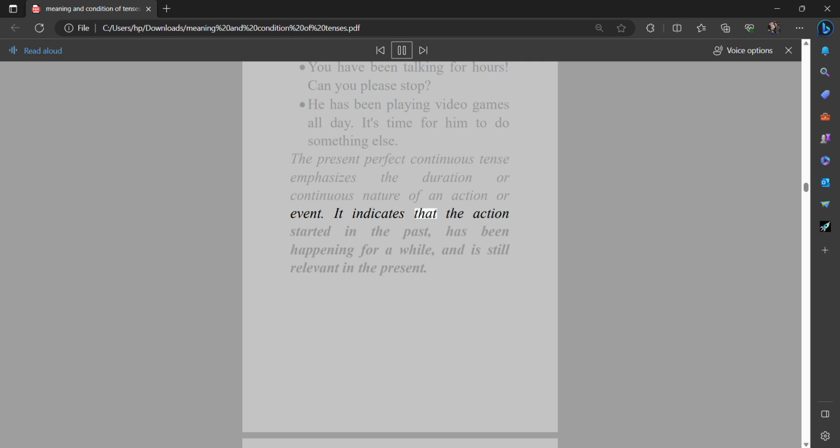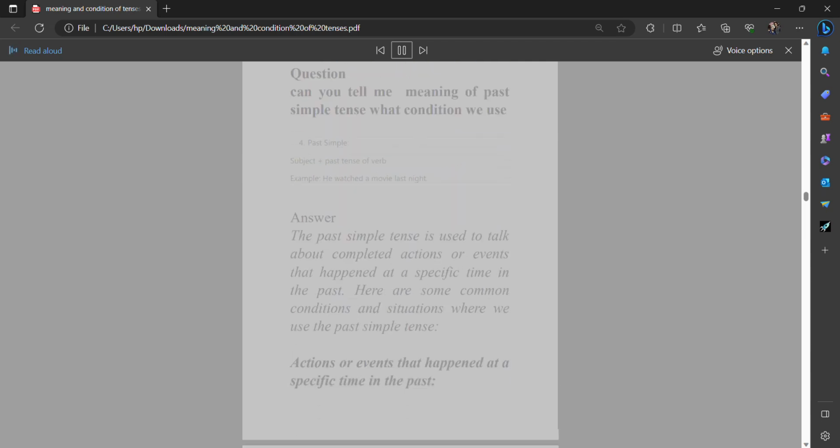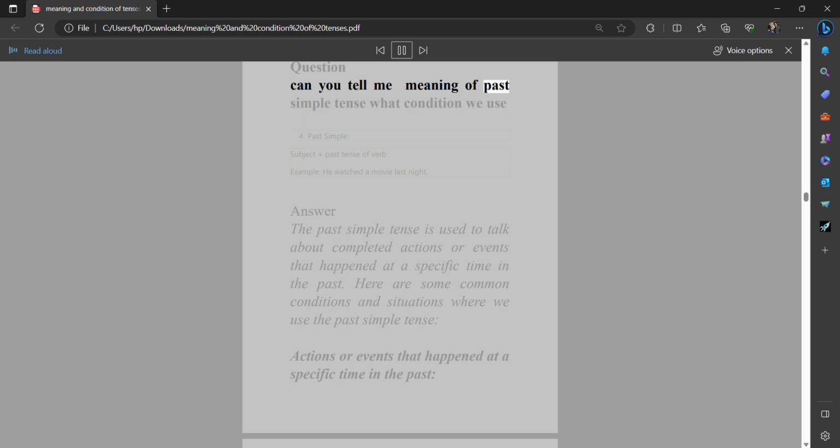It indicates that the action started in the past, has been happening for a while, and is still relevant in the present. Question: can you tell me meaning of past simple tense? What condition we use? For past simple, subject plus past tense of verb. Example: he watched a movie last night.